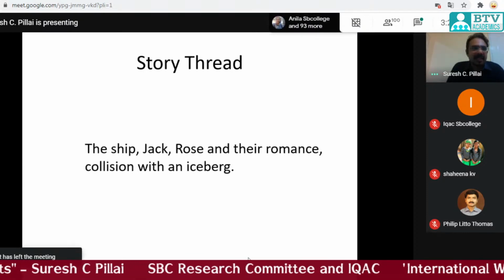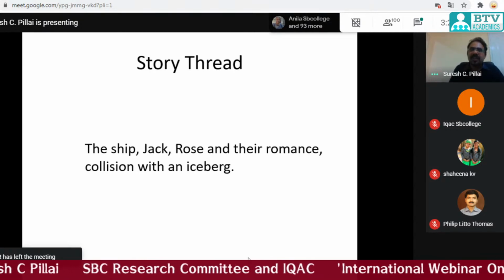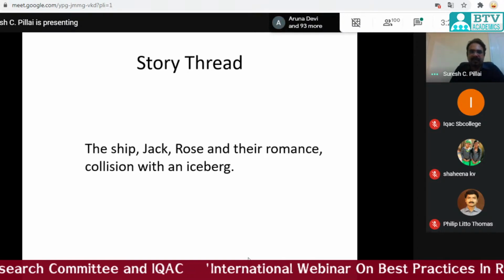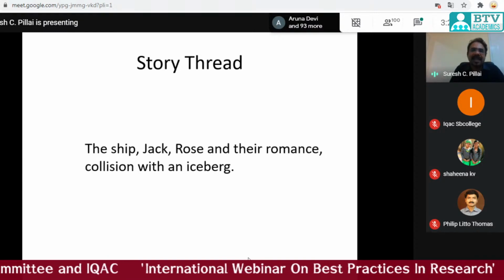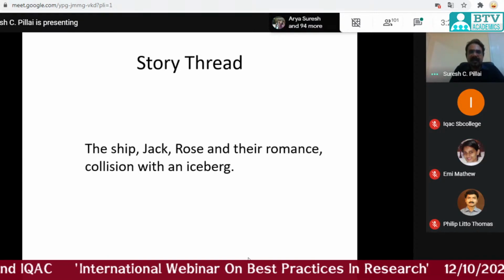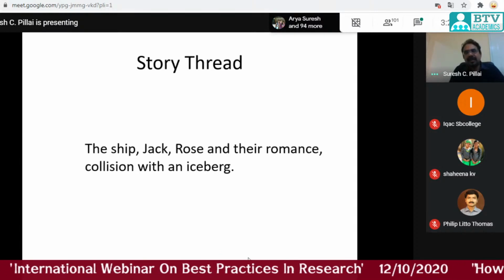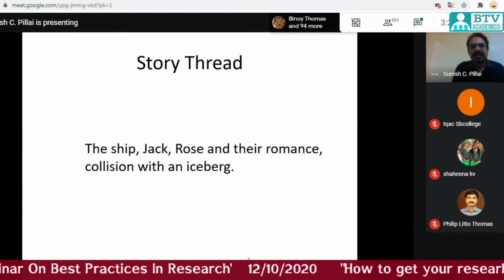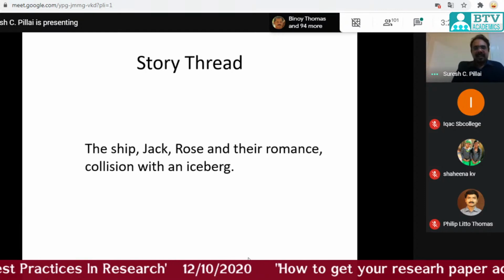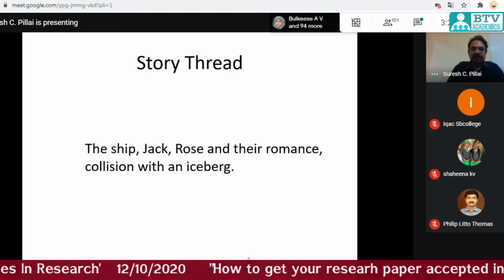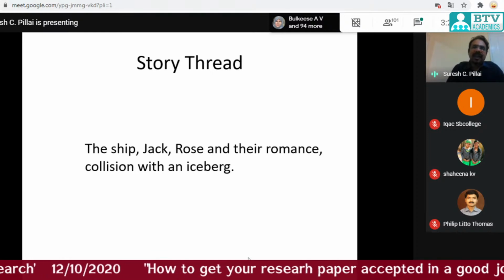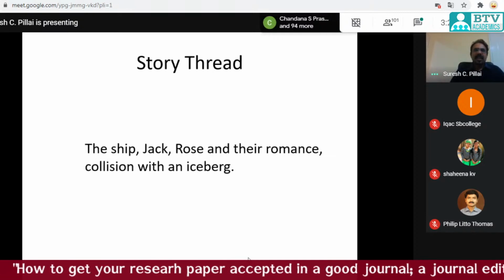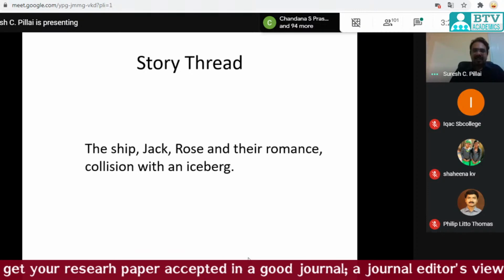So it is the screenplay writer's job to make it as a movie with some life experience, adding some spice into it. If you just make a movie with just the ship and its collision with an iceberg, it wouldn't look like a movie. It would look more like a documentary. So that is the screenplay writer's job, to make it a nice movie.